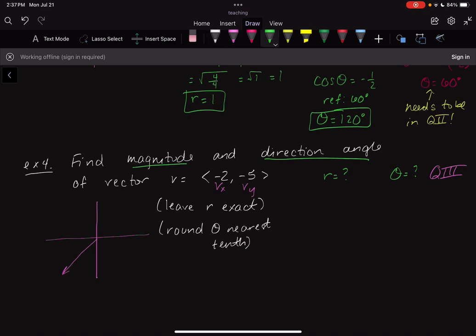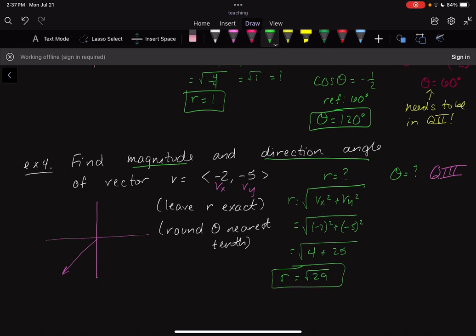R we're finding the exact same way every time. So it's the square root of Vx squared plus Vy squared. Just Pythagorean theorem. So (-2) squared plus (-5) squared. This gives me 4 plus 25, which gives me the square root of 29. So that's my r. And I'll just go ahead and leave it like that. There's really no reason to try to round that. Exact answers are always better.